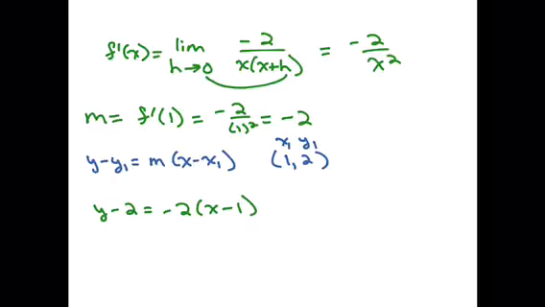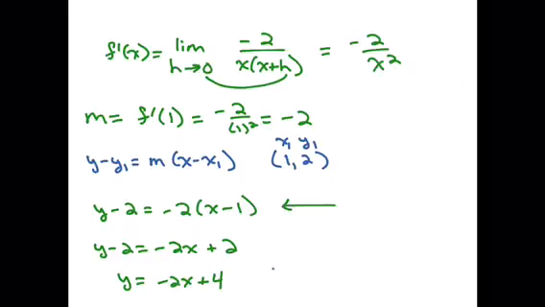If I kept going, if somebody asked me to do it in slope-intercept form, I would distribute this negative 2, and then I would add 2 to both sides. And these are both good answers, and it's just in a different form.